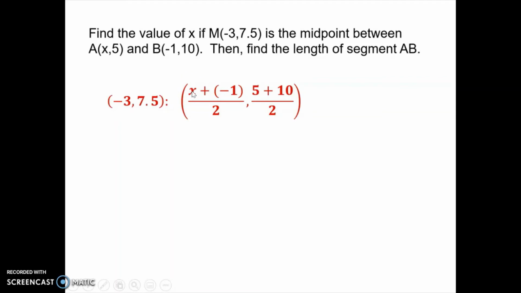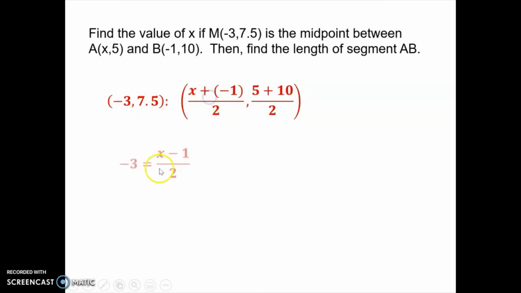So, you know that this negative 3 comes from this calculation here. So how about ignore everything else and just focus on this negative 3 and setting it equal to this, because that's where it comes from. And we know that this 7.5 comes from here. You can actually check. 5 plus 10 is 15 divided by 2 is 7.5. So this produces 7.5. It matches.